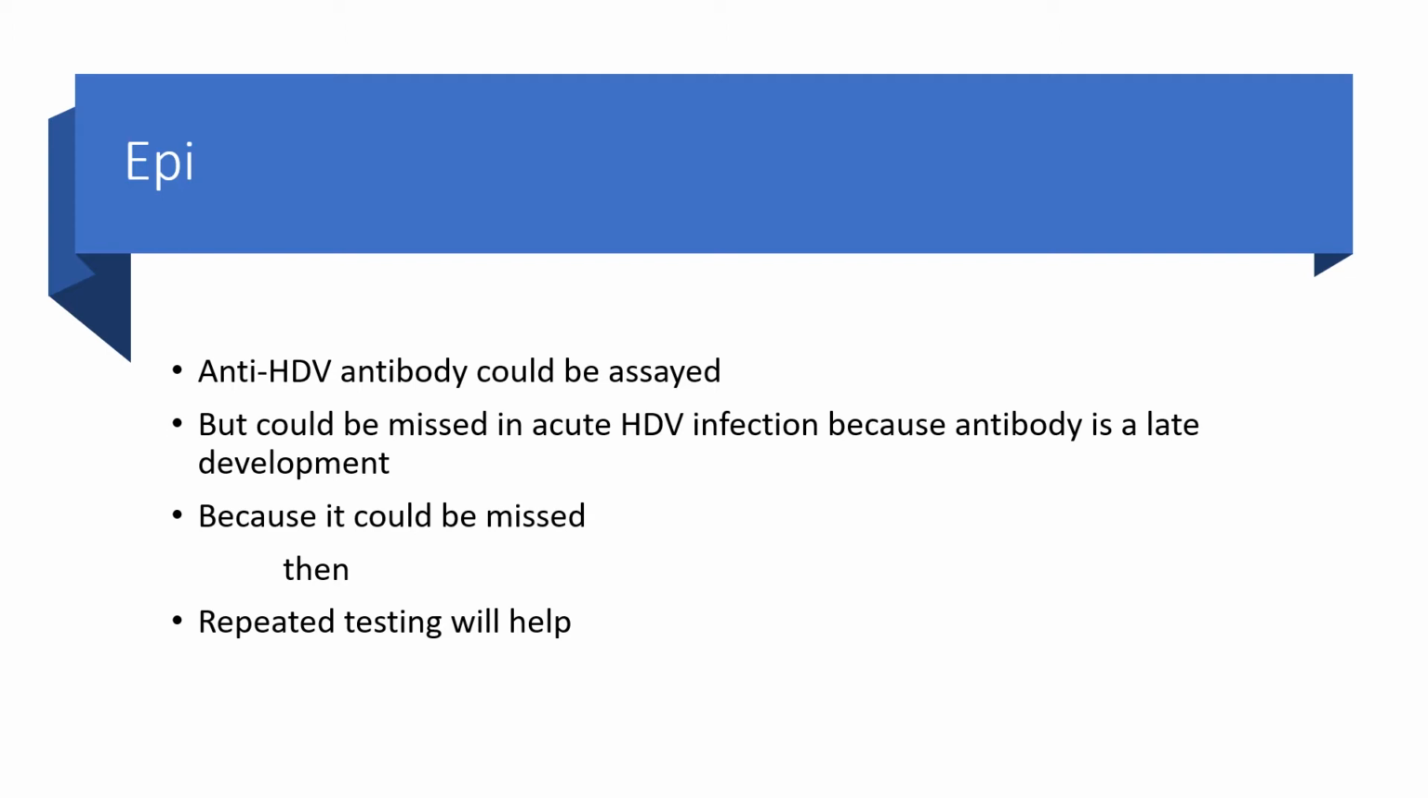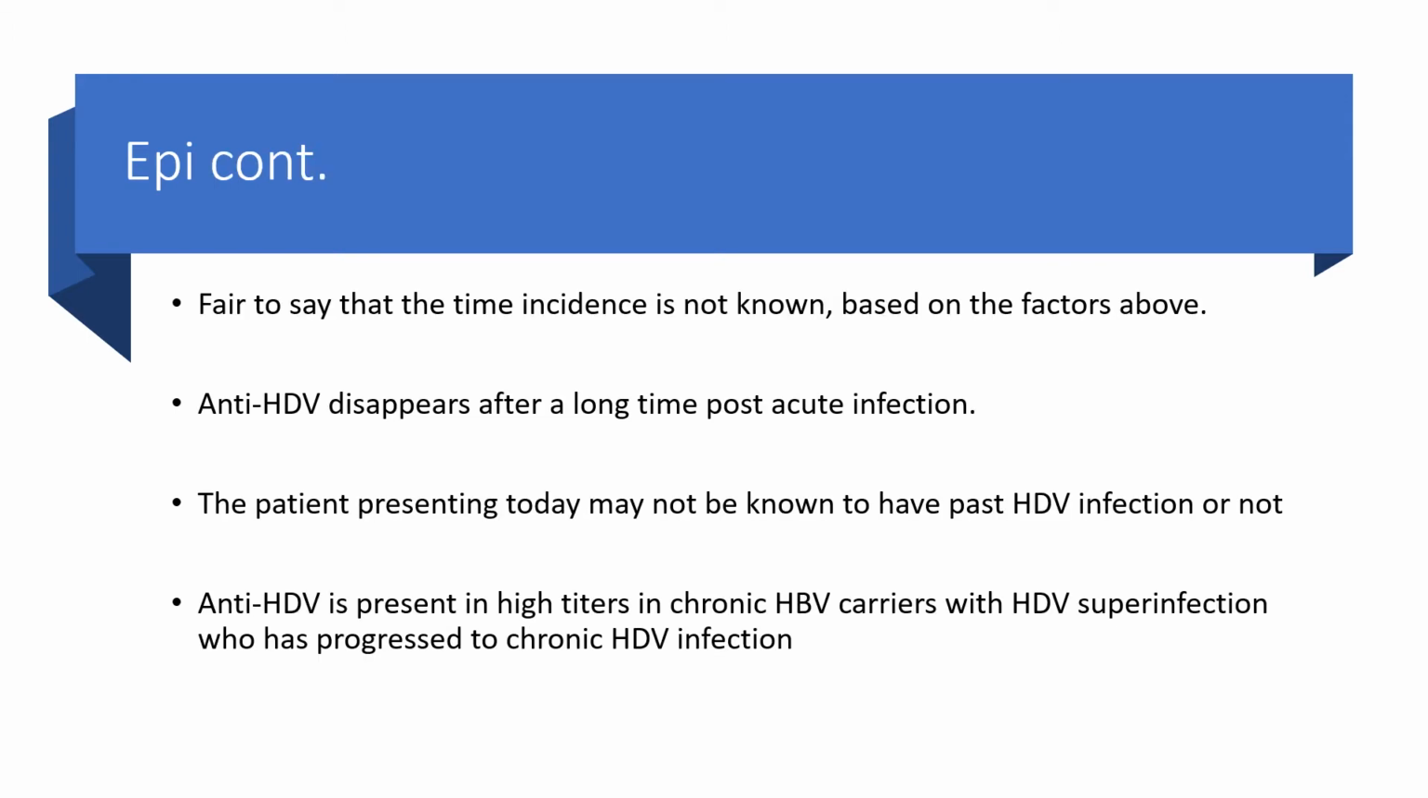Epidemiologically, antibodies to hepatitis D virus could be assayed, but could be missed in the face of acute hepatitis D virus infection. And why that? Because the antibody is a late development in the infection. It could be missed, and because of that, we need to have repeated testing, and that will help. It is fair to say that the true incidence is not known, based on the factors above, that the antibody could be missed.